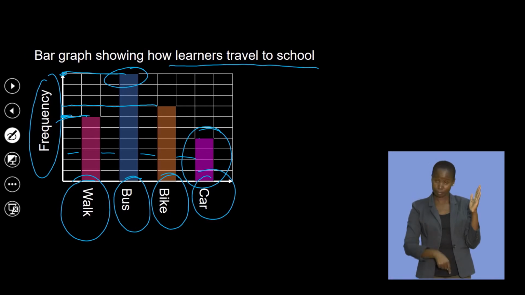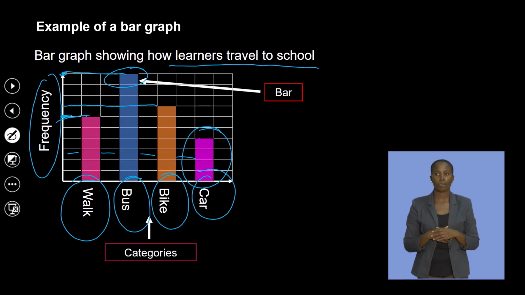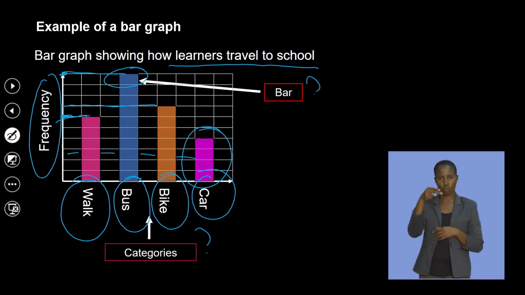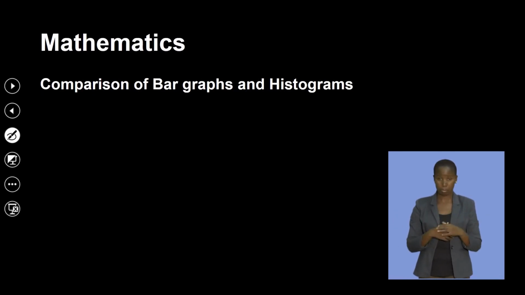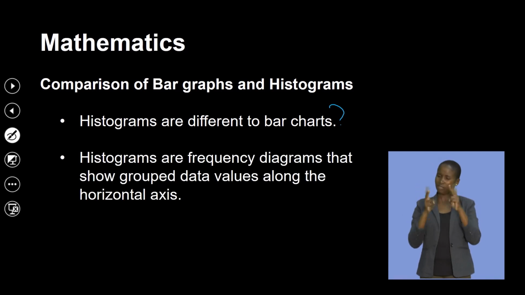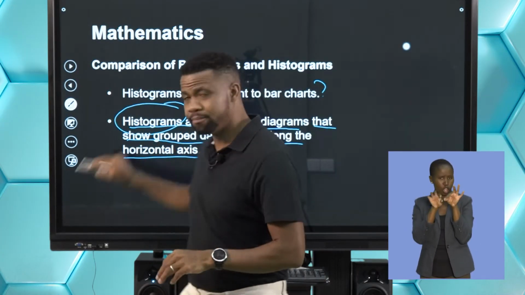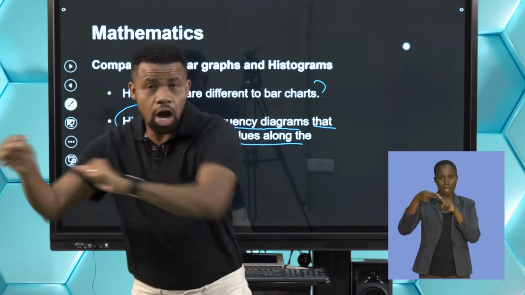Now, let's look at what we have here. This is the bar graph, and those are the bars, and those are the categories. Categories, you can have anything there. Comparing bar graph and histogram: histograms are different to bar graphs. Histograms are frequency diagrams that show grouped data values along the horizontal. Interesting. So the histogram shows grouped data.